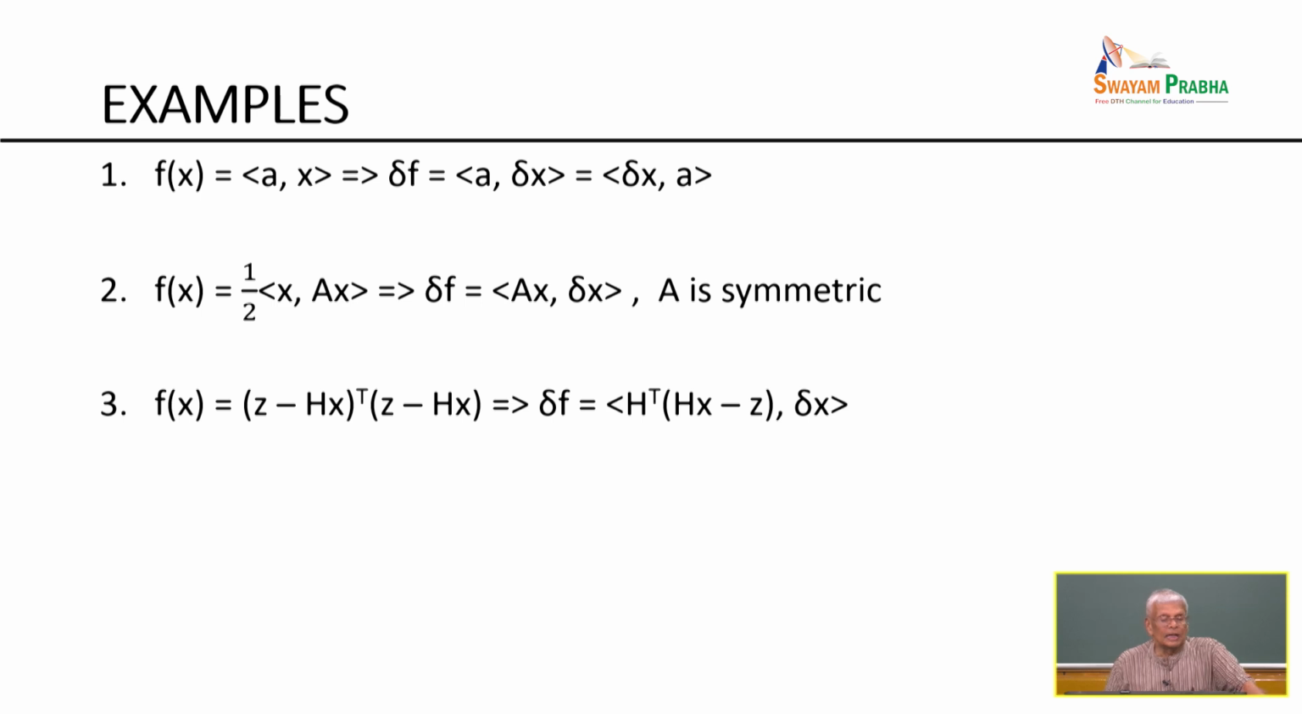Examples. Let f of x be equal to A transpose x. Then the gradient of f is A. We have already seen that. Therefore, delta f is simply delta x times A. Next, f of x is equal to one half of x transpose Ax. Delta f is equal to, the gradient of this is Ax. So this is the inner product of Ax with delta x. A is symmetric. If I have a quadratic function, z minus h of x transpose z minus h of x, as f of x, its variation is given by this.